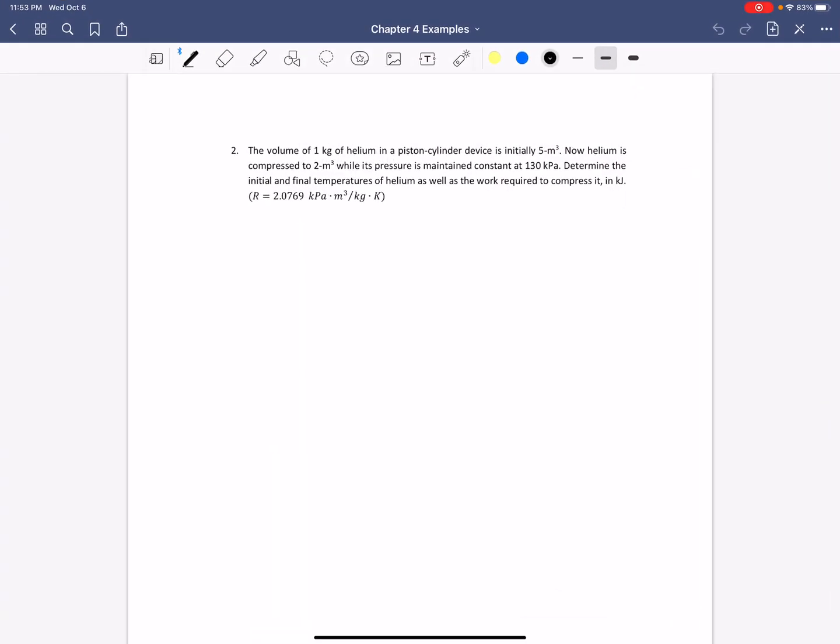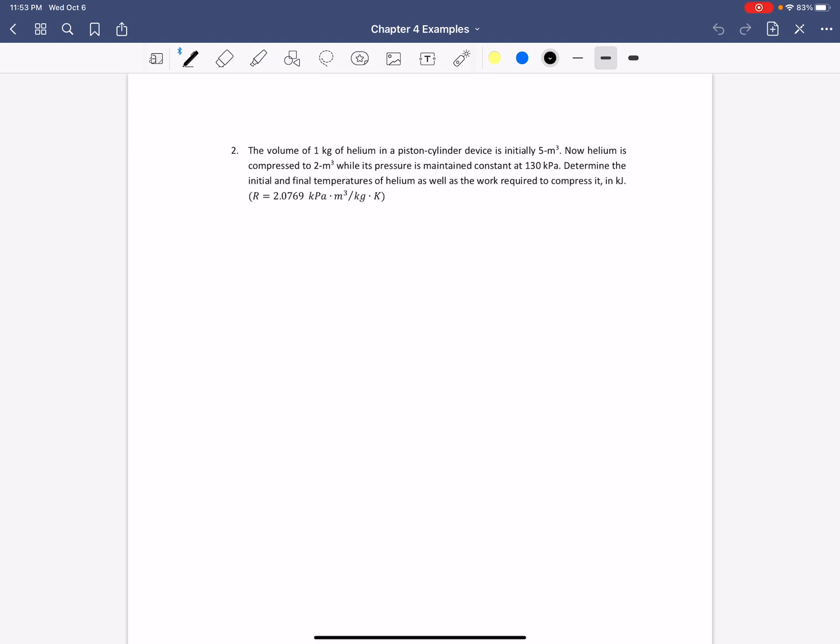Okay, then another example here is the volume of 1 kilogram of helium in a piston cylinder device is initially 5 meter cube. Now helium is compressed to 2 meter cube while its pressure is maintained constant at 130 kilopascal. Determine the initial and final temperatures of helium as well as the work required to compress it. Okay, so we can make the assumption that helium is an ideal gas.